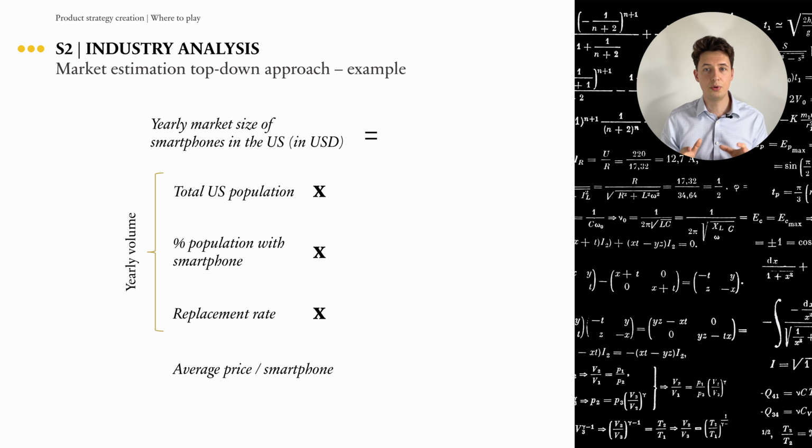Next, I would compute what a smartphone costs on average in the US. Let's take an average of $1,000 if we mainly account for the newer models. And finally, I would multiply both figures together, which gives me an approximation of the total annual market size of smartphones in the US. Okay, so that was the top-down approach.